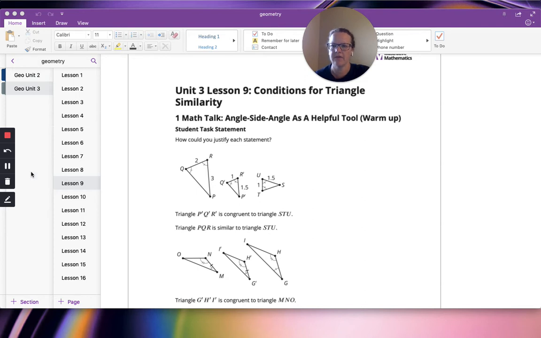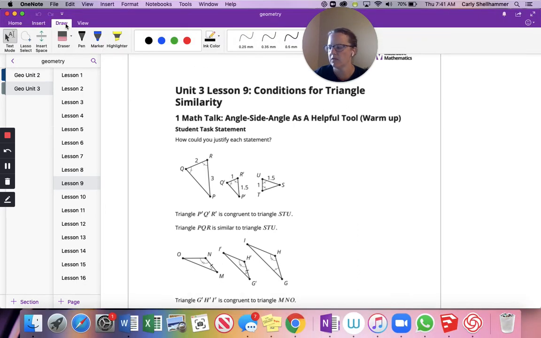So here we have triangle PQR is congruent to triangle STU. Let me get my bearings straight here. All right, so triangle P prime, Q prime, R prime, which is this one, is congruent to triangle STU, which is that one.